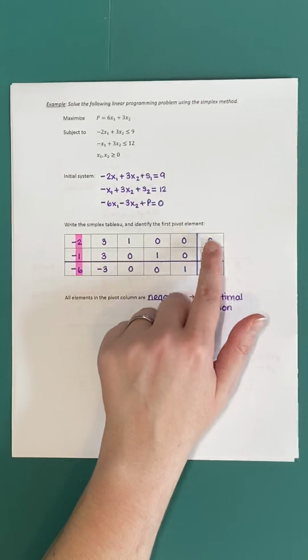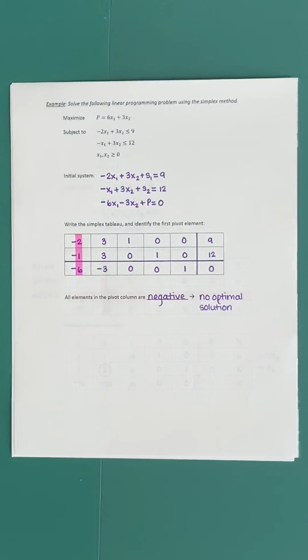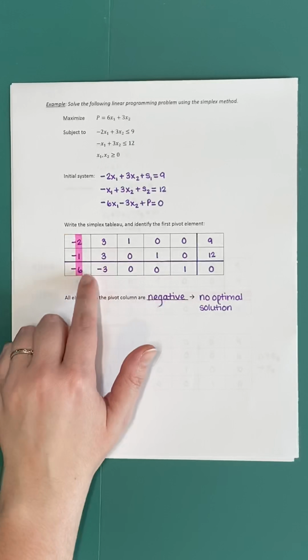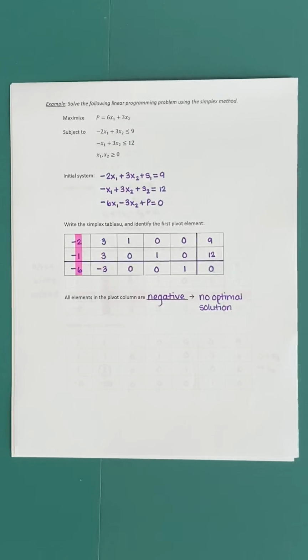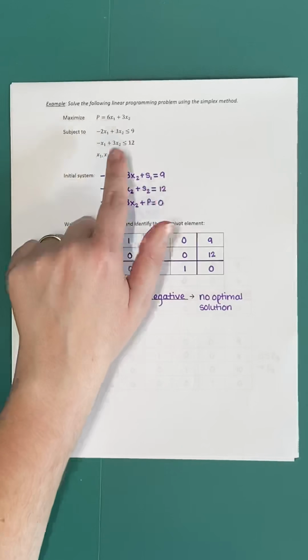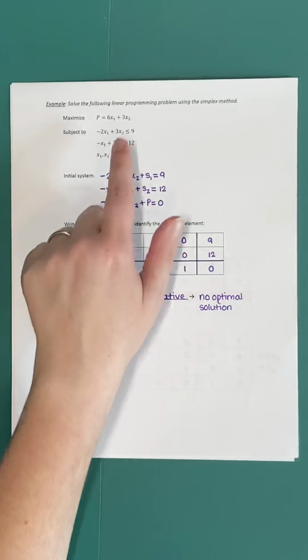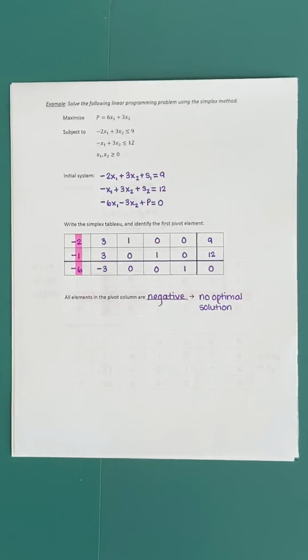It means you don't have to do 9 divided by -2 and 12 divided by -1. Doesn't matter. As long as the pivot column has only negative values, it's our indication that there is no optimal solution. In other words, this particular combination with this objective function and these constraints can't actually be optimized so that we can find a maximum value.